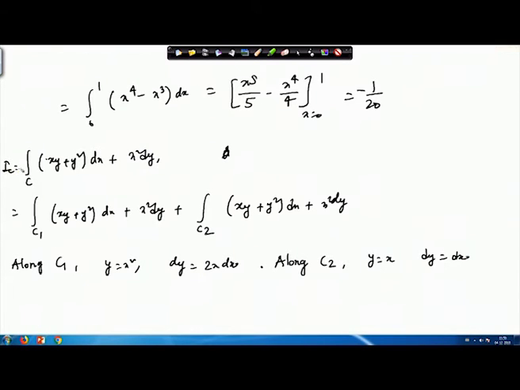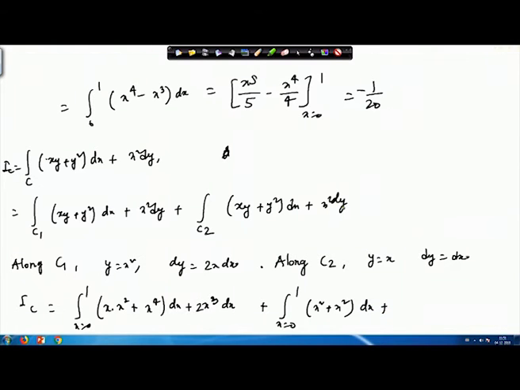So, let us call it IC. So, IC is basically the integral over C1, where x is running from 0 to 1, of (x square plus x to the power 4) dx plus x square times 2x to the power 3 dx, plus the integral with x running from 0 to 1 along C2, where y is x. So, this is basically (x square plus x square) dx plus x square dy. So, dy is basically dx. Now, we have to evaluate this integral where the limit is from 0 to 1.